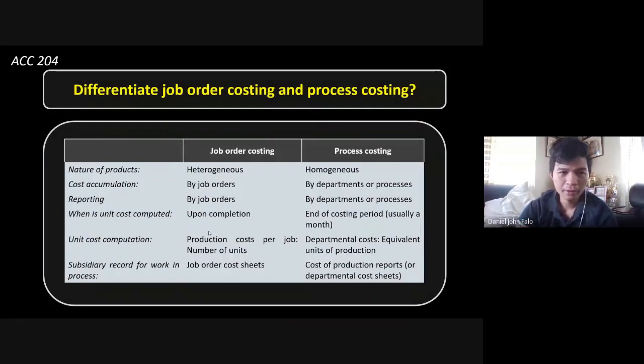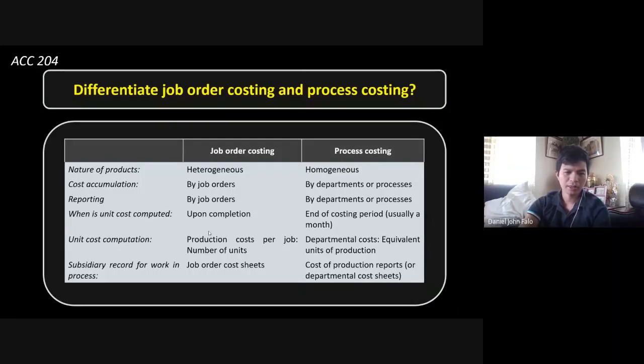This is also a summary of the difference between job order costing and process costing. Pag job order costing, heterogeneous, it means magkakaiba. Process costing, homogeneous, it means magkakaparehas. We can say, pag process costing, it is more on batch processing. For cost accumulation and reporting, it is by job orders. Ibig sabihin, each job magkakaiwalay. Pag process costing, it is by departments or by processes.